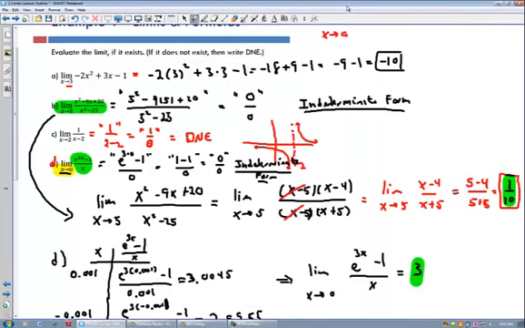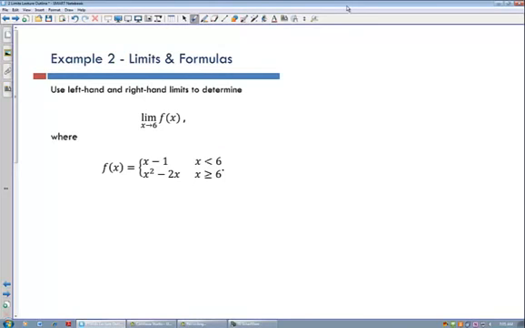All right, let's look at the next problem. So we want to work with some left-hand and right-hand limits. We want to use the left-hand and right-hand limits to determine what this limit is equal to. So let's take a look. We'll look at the limit as x goes to 6 from the left-hand side. So you're coming in from the negative number side.